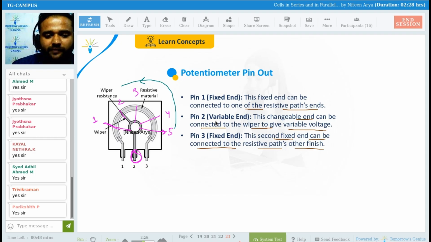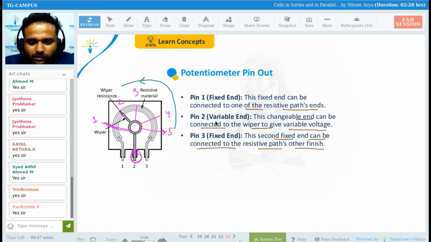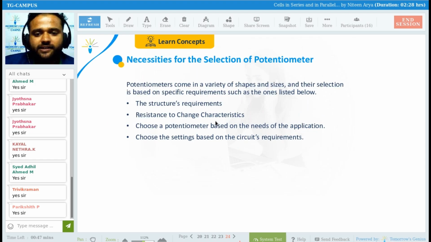What is going on here? What am I explaining to you? I am trying to explain the concept, the science behind your fan controller or electric iron controller. That is the thing. Nothing more than that. Clear? Okay, this is not going to be asked in JEE, neither in boards, but for better understanding, you need to understand. Now, necessity for the selection of potentiometers.